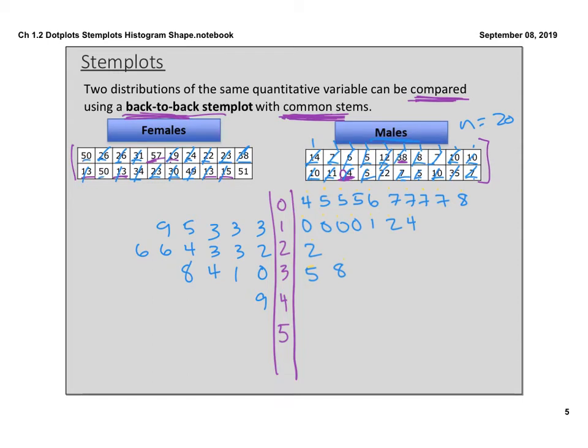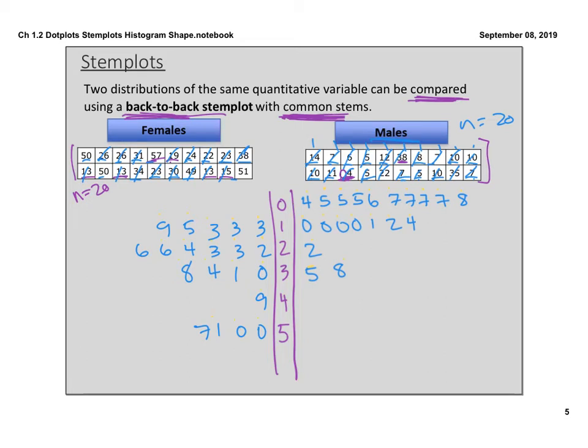In the 40s, I had that 49 and it was the only one there. In the 50s, 2 50s, a 51, and a 57. So a 0, a 1, and a 7. All right, let's count. I know that this N was 20 because I was told that in the previous example. 1, 2, 3, 4, 5, 6, 7, 8, 9, 10, 11, 12, 13, 14, 15, 16, 17, 18, 19, 20.